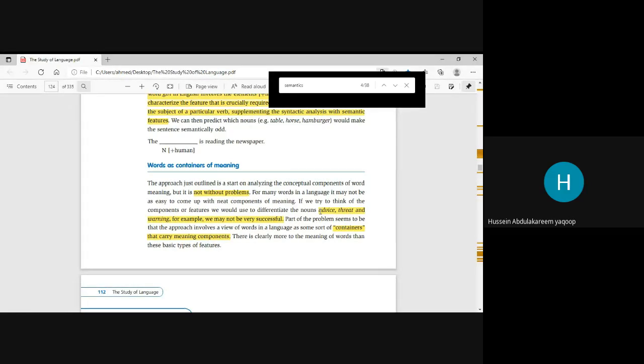Having empathy, advice, threat, and warning can be used from a human to a human, but cannot be addressed to non-animate objects. That's why they are called containers of meaning. They carry the meaning components.